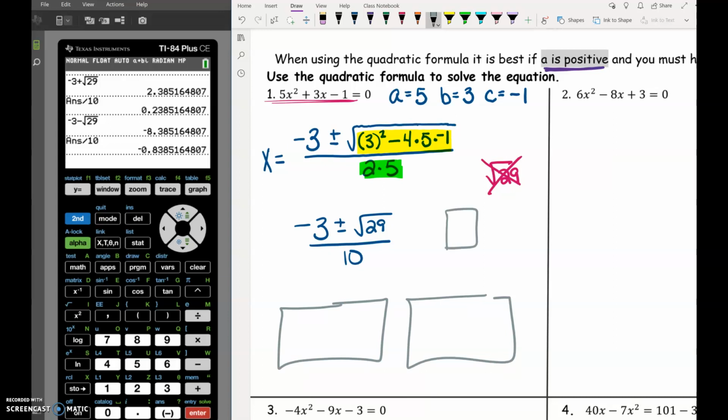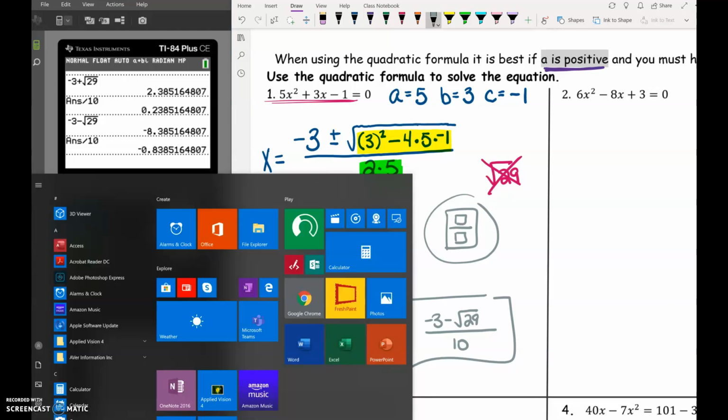But I want to direct you to this button. It's the one that looks like a fraction. You would push that button first to get the fraction in your answer. And then on the top, you'd put -3 plus square root of 29. On the bottom, you would put 10. The next one, you'd push that fraction button first to get that fraction bar. On the top, -3 minus the square root of 29. And on the bottom, 10. And those would be your 2 correct answers for that problem.